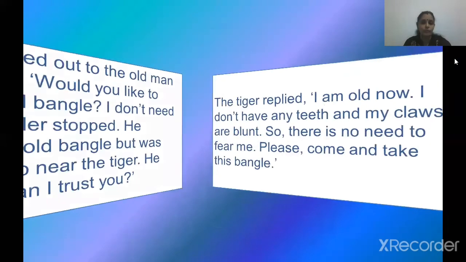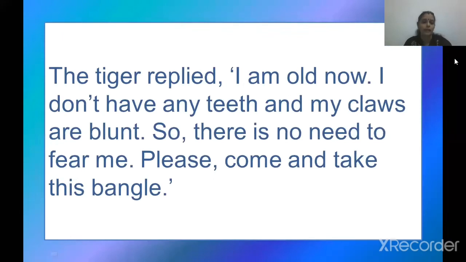Now let's move ahead. The tiger replied, I am old now. I don't have any teeth and my claws are blunt. So there is no need to fear me. Please come and take this bangle. Okay. So what does the tiger tell him now? The tiger tells him, I am old now and I don't have any teeth and my claws are blunt. Claws mean the nails on the tiger's paws.